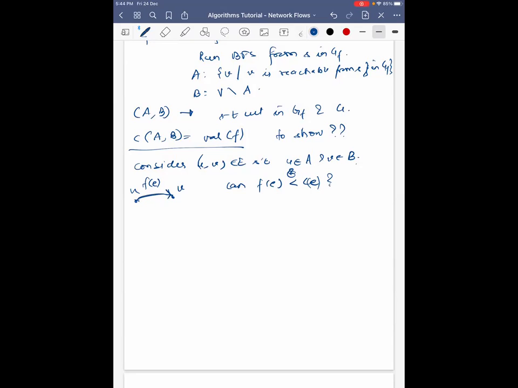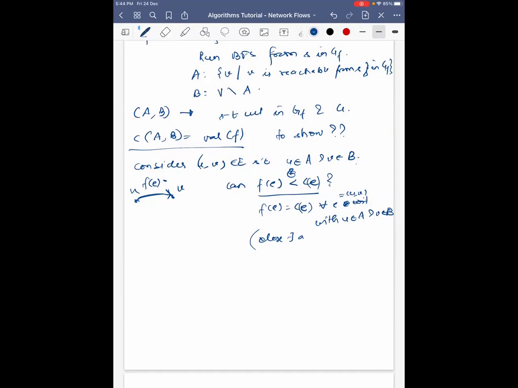Suppose this edge is carrying a flow equal to Fe. Now, if Fe is less than Ce, then this edge is going to create a forward edge that goes from A to B in the residual network. Consequently, there'll be a path from S to T in GF, which would be a contradiction. Therefore, the flow Fe should be equal to C of E for all E equal to U comma V with U in A and V in B. But this thing is assuming that B is a connected component, right?